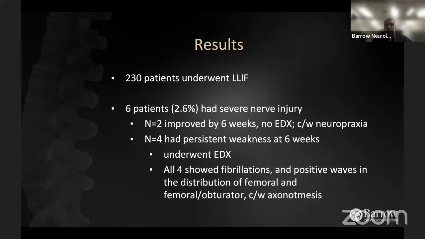4 patients had a persistent weakness at 6 weeks. These are the patients who underwent electrodiagnostics. All 4 showed fibrillations and positive waves in the distribution of the femoral and/or obturator nerve, and that is consistent with axonotmesis. Again, I will discuss in detail in the discussion what these different types of peripheral nerve injuries are.